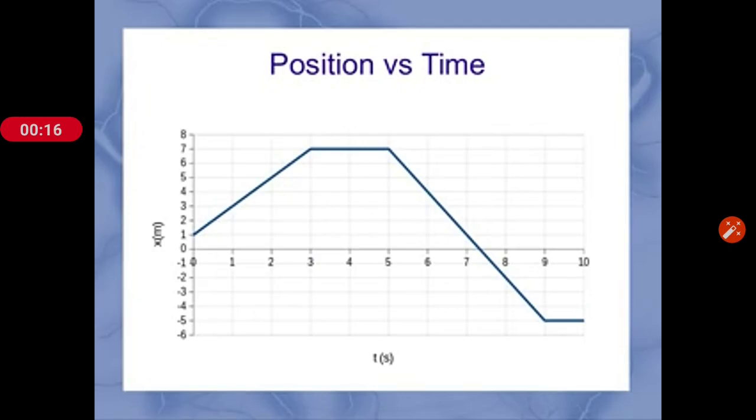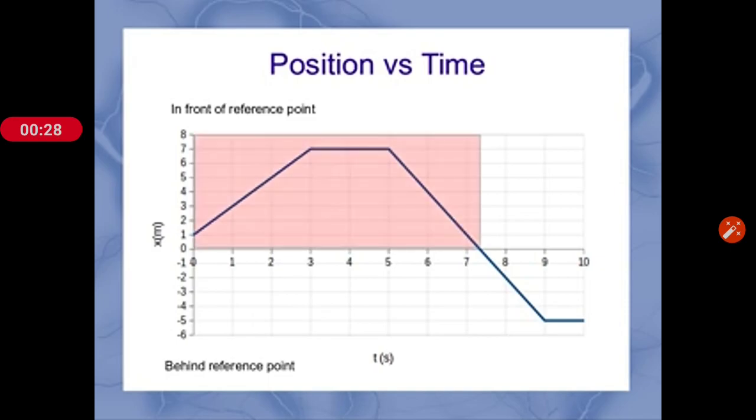Here's a simple position versus time graph. And just as a reminder, positive positions means you're in front of the reference point, and negative positions means you're behind the reference point. For this graph, we've got these positions in front and these positions behind. So that means if you're at the 0 position or you're crossing the x-axis, you're at the reference point.